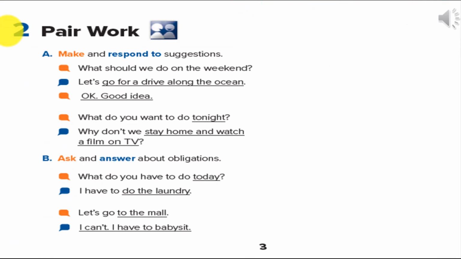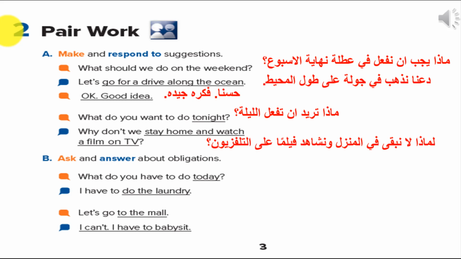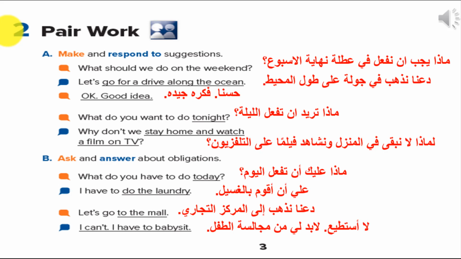Page 3. 2. Pair work. A. What should we do on the weekend? Let's go for a drive along the ocean. Okay, good idea. What do you want to do tonight? Why don't we stay home and watch a film on TV? B. What do you have to do today? I have to do the laundry. Let's go to the mall. I can't. I have to babysit.